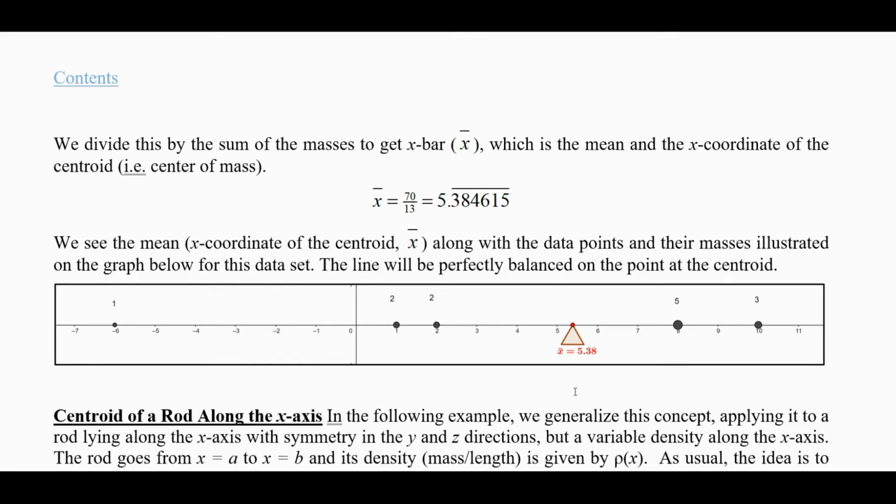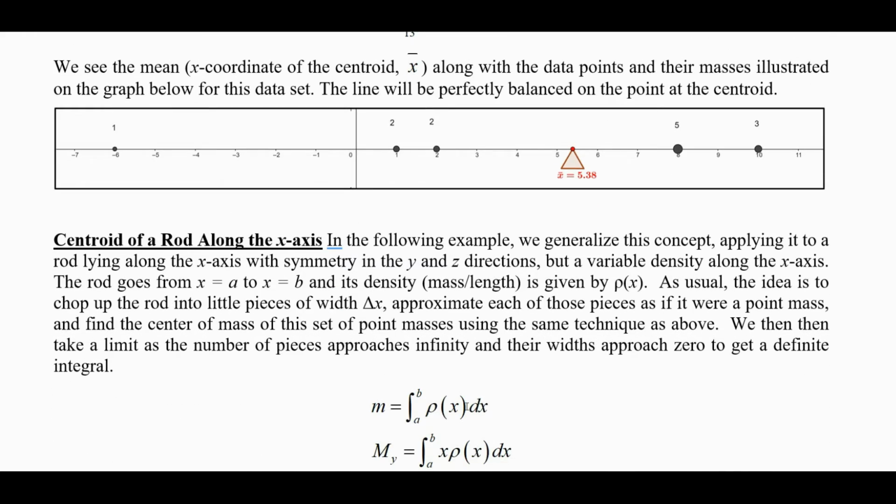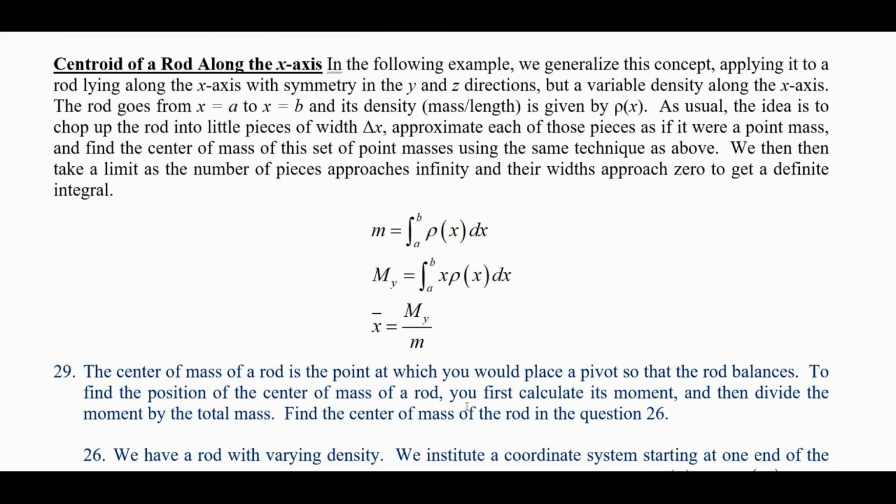So of course that's a discrete example, so there is no calculus involved. Now let's look at a more continuous example, so we'll need some calculus. We want to find the centroid of a rod that's along the x-axis. So in the following example, we generalize this concept, applying it to a rod lying along the x-axis with symmetry in the y and z directions, but variable density along the x-axis.